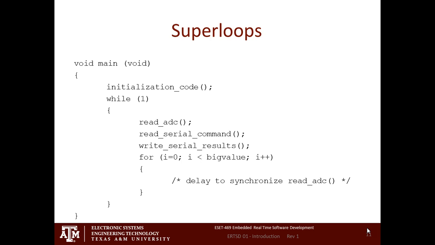Read the ADD value, read the serial command, which may say, you know, give me a value, write the results to the serial port, and then we're going to delay so that we can read it at the same time every time. So we're not reading just as fast as we can, but we're reading once every 5-6 milliseconds. And so we've sized that for loop to be slow enough that it takes time. How many of y'all have ever done a for loop like that to do a time delay?